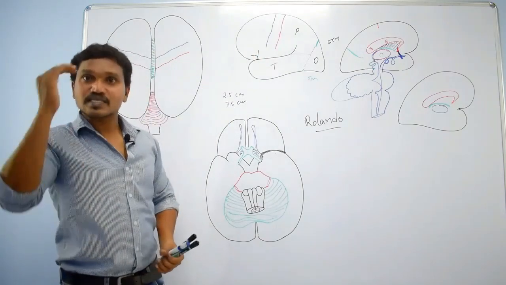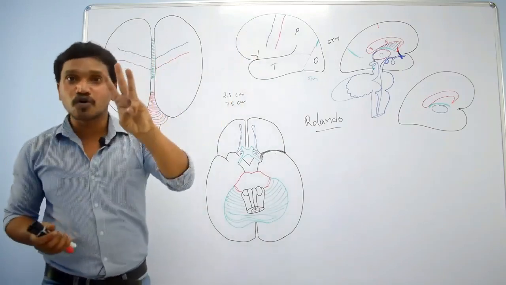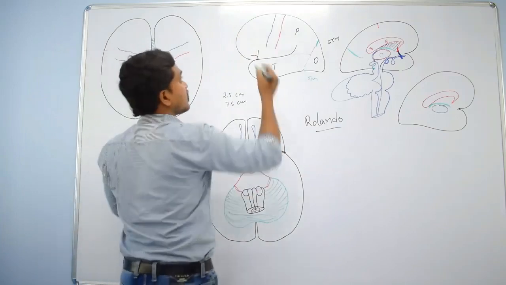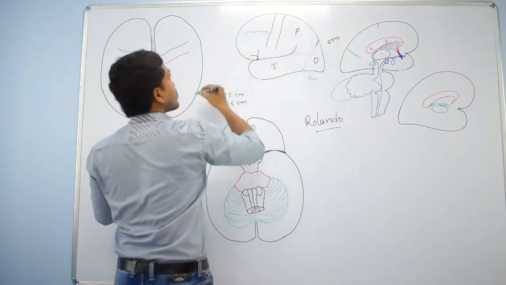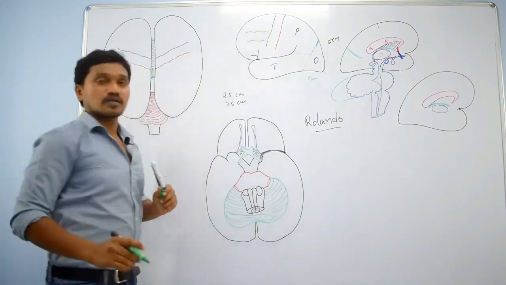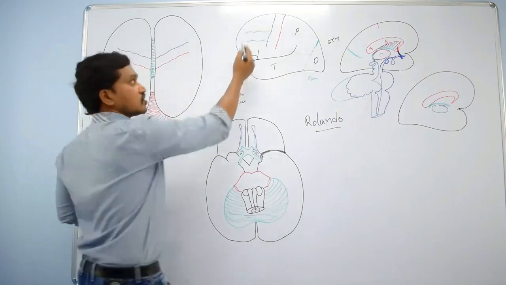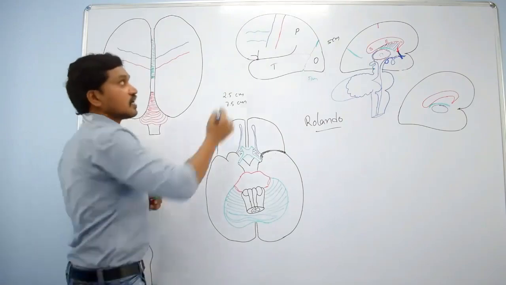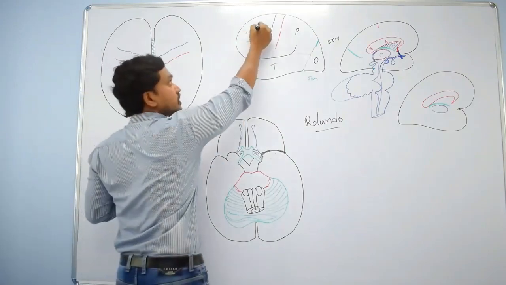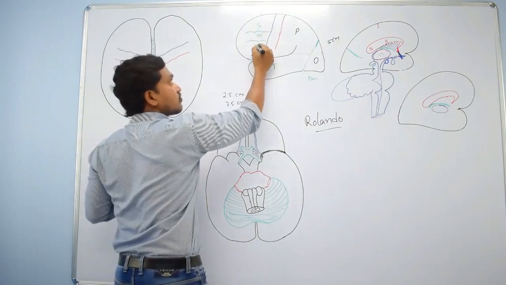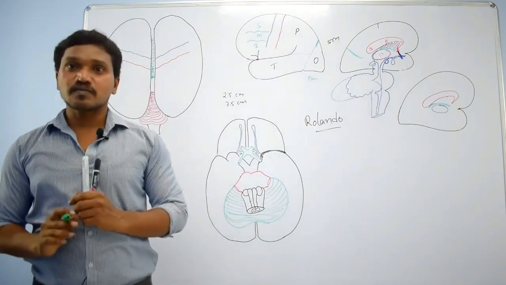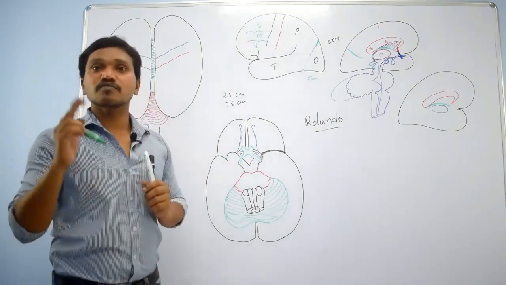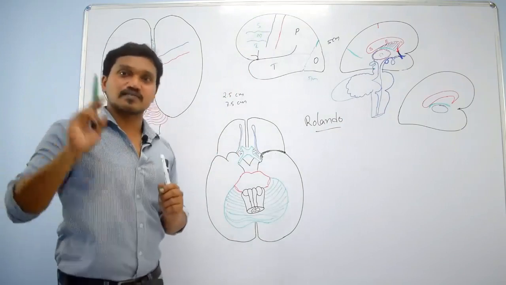Then in front of precentral gyrus there will be two sulcus. These two sulcus separating the frontal lobe into three lobes. What are that sulcus? Here, superior and inferior frontal sulcus. Superior frontal sulcus and inferior frontal sulcus. Because of this sulcus, frontal lobe divides into superior, middle, inferior frontal gyrus. So superior, middle and inferior frontal gyrus because of superior and inferior frontal sulcus.